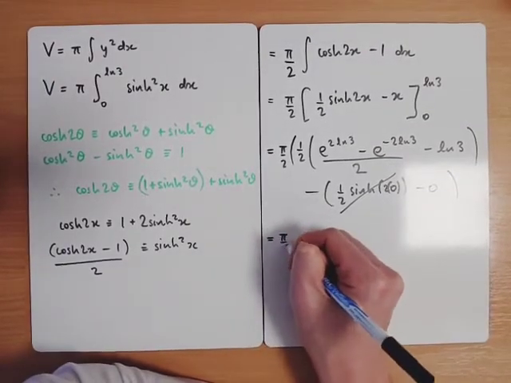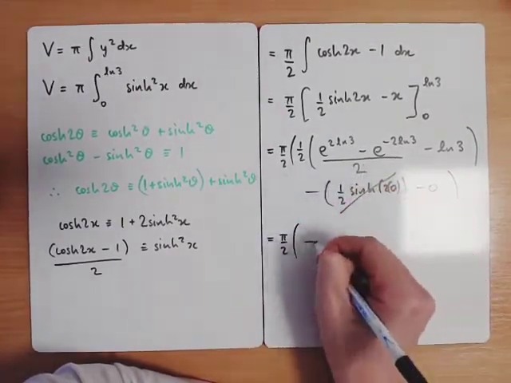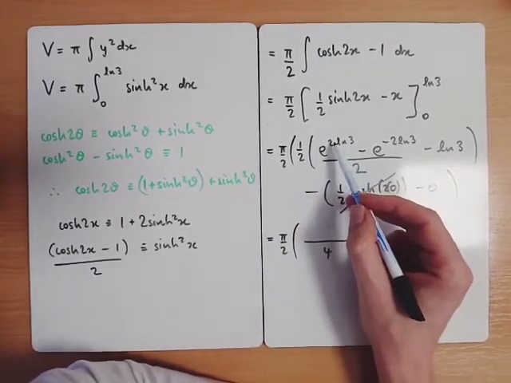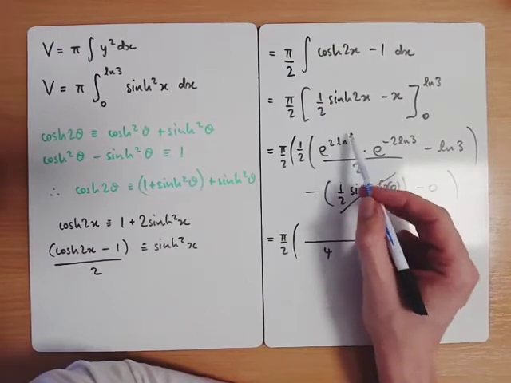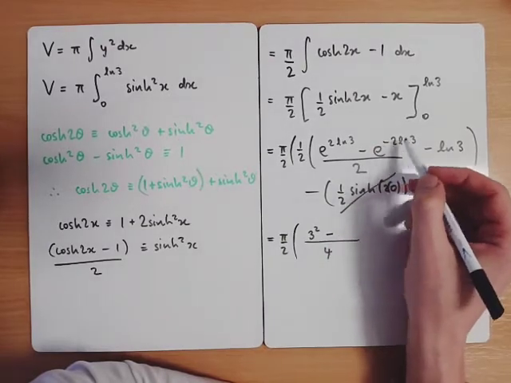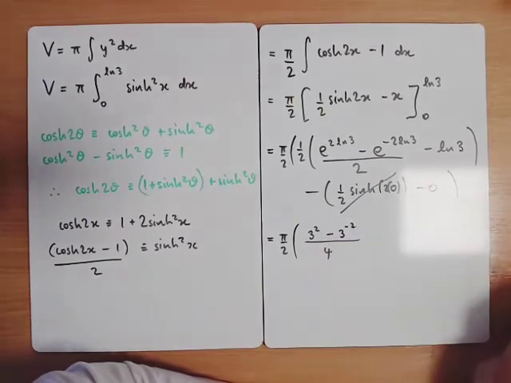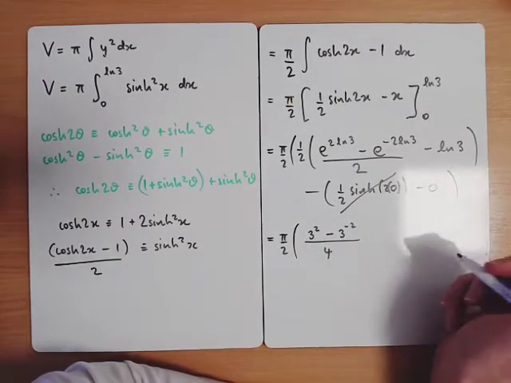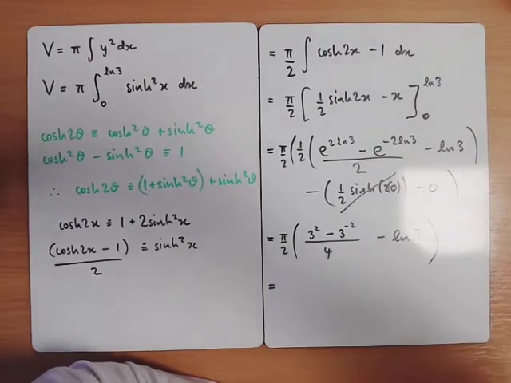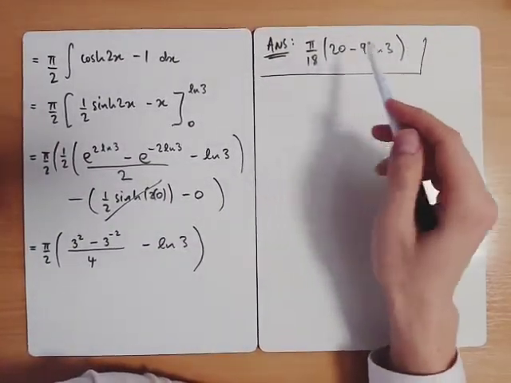Okay, so we've got pi over 2, a half. So I'm going to write this as all divided by 4. And then think about how we're going to tidy this bit up. So we've got e to the 2 ln 3. We know e and ln cancel each other out. That would become 3 squared. Minus. We also want the e and the ln to cancel out, but take the minus 2 up. So that would become 3 to the power minus 2. And then we've got minus ln 3. Okay, so let's tidy this up. We're aiming to get to this.